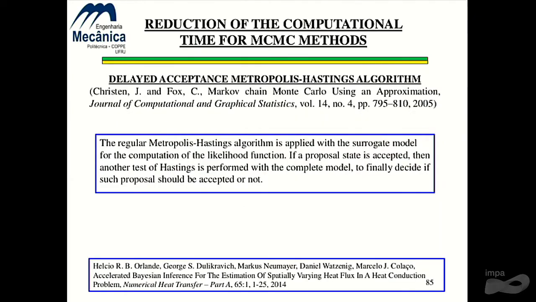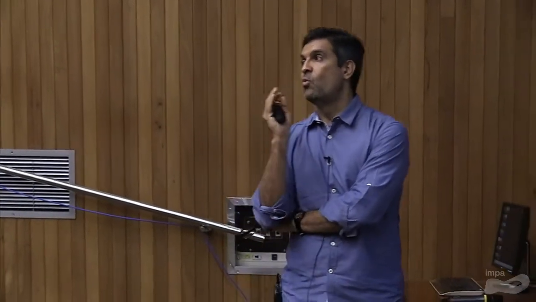Okay, so one technique that has been developed by Christen and Fox is called the delayed acceptance Metropolis-Hastings algorithm. It's very simple. You use your reduced model to generate candidates that can be accepted, okay? And remember that usually you should have an acceptance ratio of around 30%, okay? So why generate candidates with the complete model if only 30% of them shall be accepted? That's the basic idea, okay?